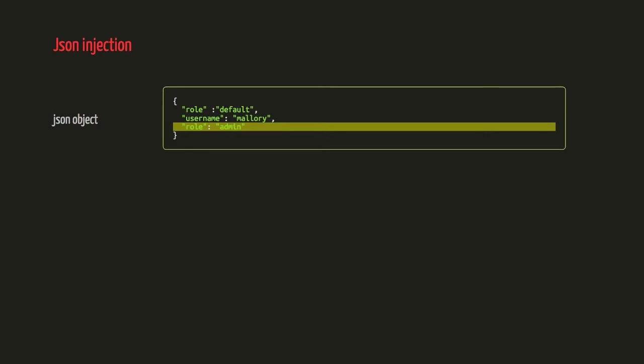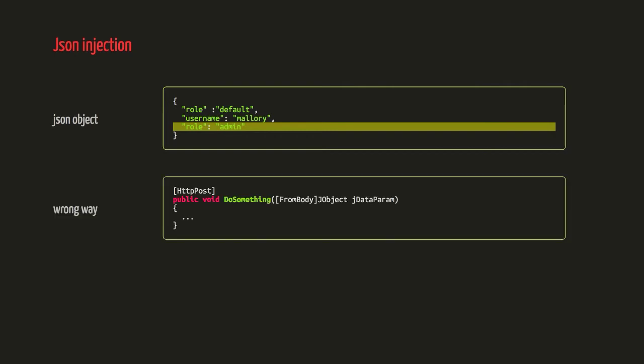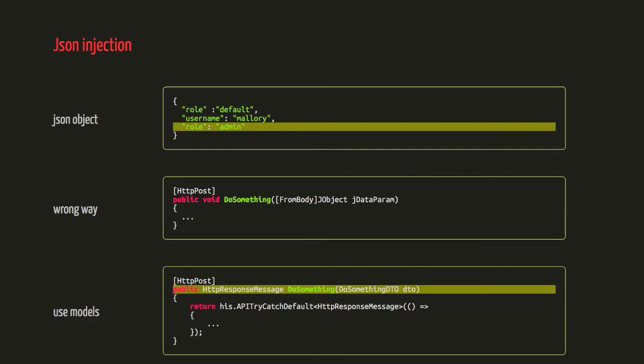One type of injection is JSON injection. For example, here we have a JSON object on which the role property has been redefined by an attacker. And if we use a dynamic JObject to deserialize the body inside the DoSomething method, we have a permission escalation because it's an admin role now and not the previous default role. So the right way to avoid this problem is to use models, not a dynamic object.